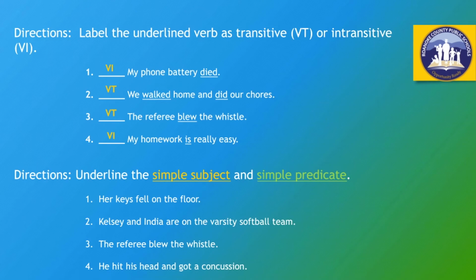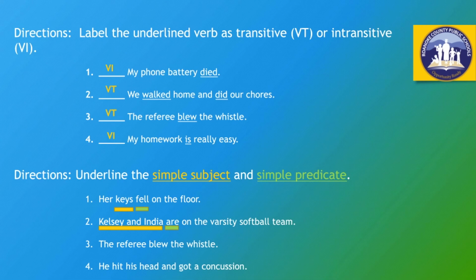Underline the simple subject and the simple predicate here. Her keys fell on the floor. What do you think the simple subject is? If you guessed keys, you'd be right. And then what were the keys doing? They fell. So that would be our predicate. Kelsey and India are on the varsity softball team. Think about our simple subject. It would be Kelsey and India. So they are.